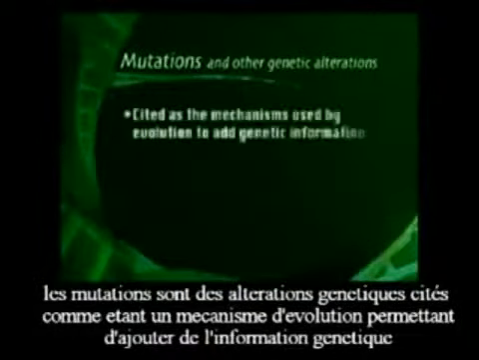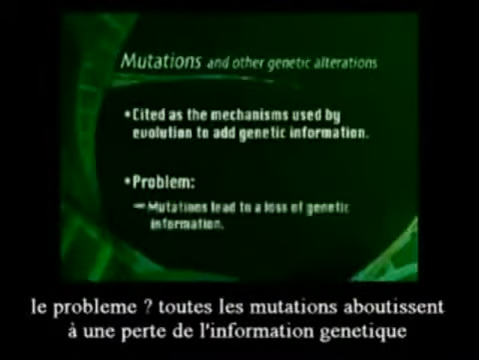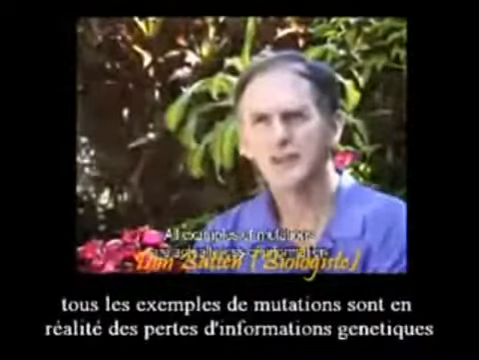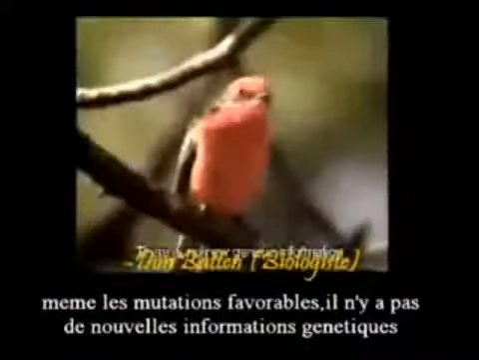What about mutations and other genetic alterations cited as the mechanisms used by evolution to add genetic information? Problem, they don't. Mutations lead to a loss of genetic information. All examples of mutations are actually loss of information, even the favourable ones. There is no new genetic information.